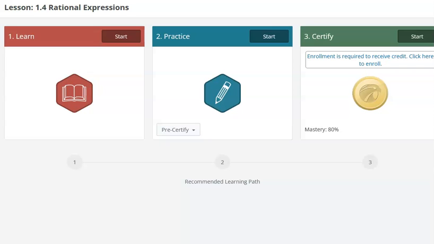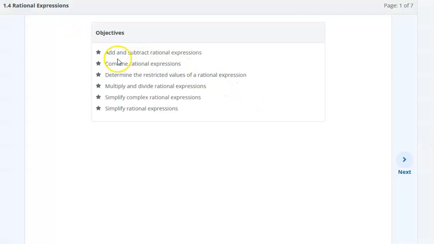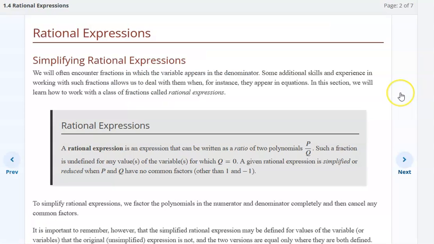In this lesson, we're going to take a look at topic 1.4, rational expressions. Looking at the objectives: add and subtract rational expressions, combine rational expressions, determine the restricted values of a rational expression, multiply and divide, simplify complex rational expressions, and simplify rational expressions. For background, as we look at this, take a moment, read it.